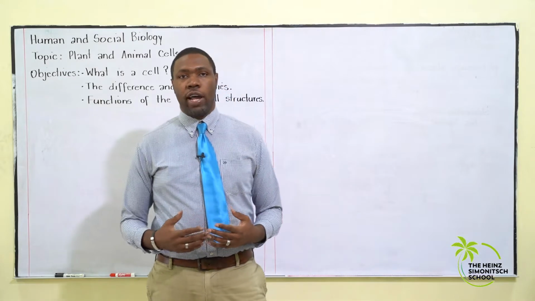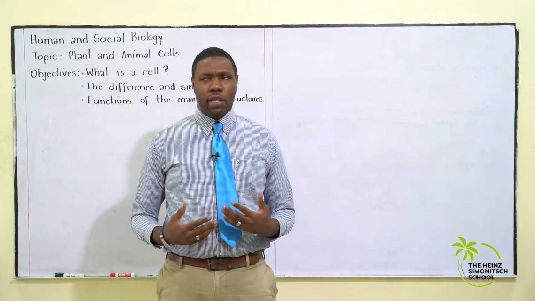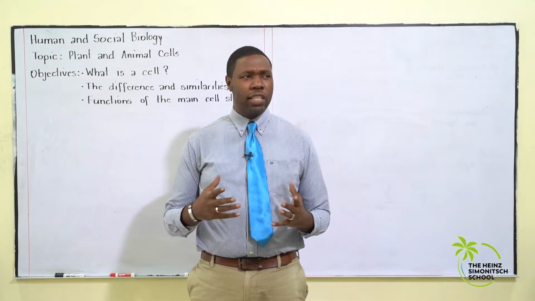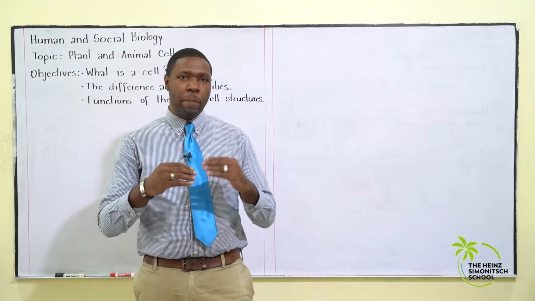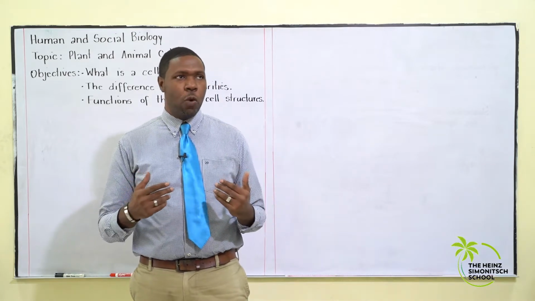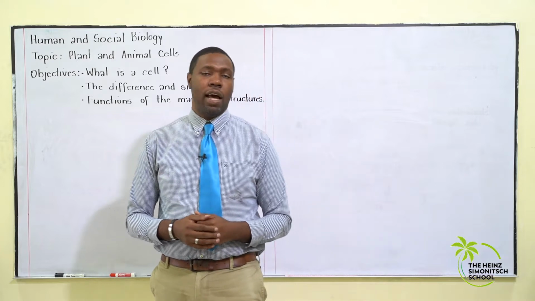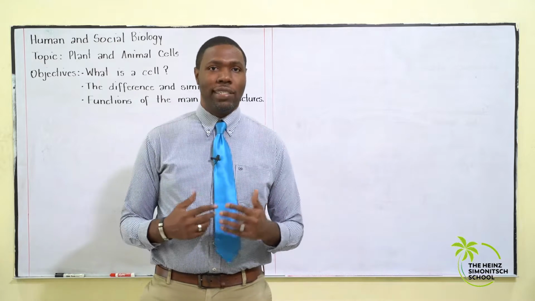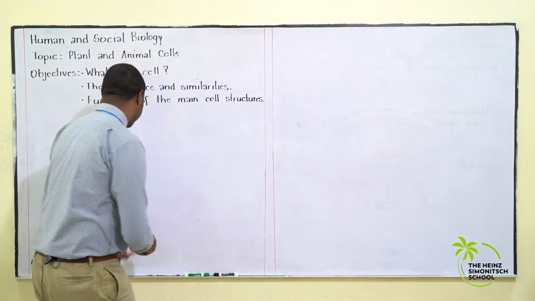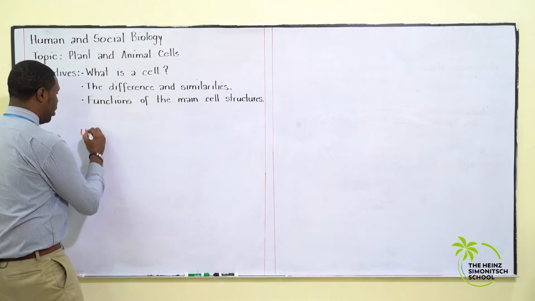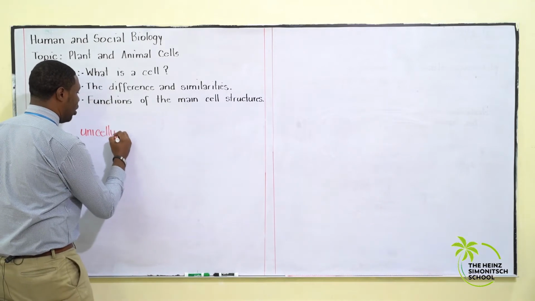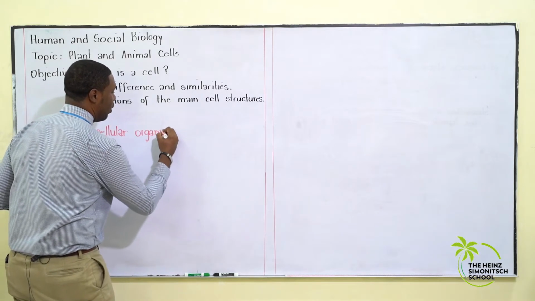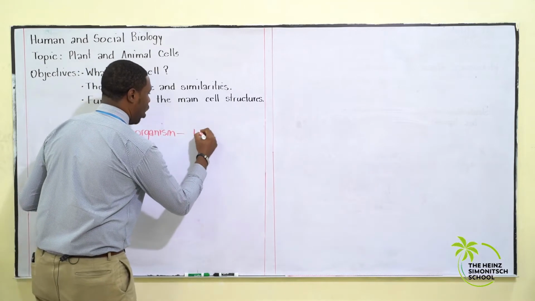All living organisms are made up of cells. Cells can be considered as the smallest unit of life. In other words, they can be looked upon as the building blocks for life. Now, there are some organisms that have just one cell, and as such, they're called unicellular organisms. This means they have one cell.